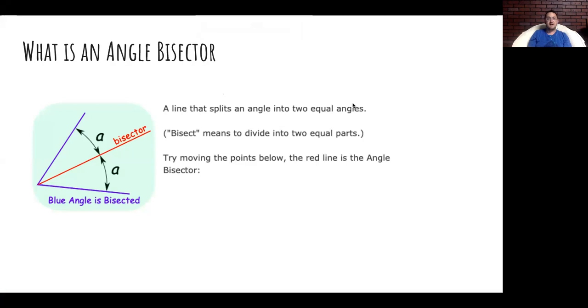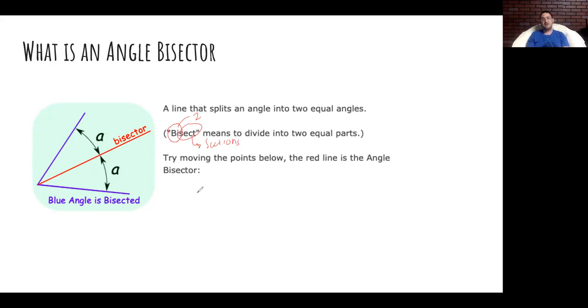So an angle bisector is a line that splits an angle into two equal angles. So bisect just means divide into two equal parts. So I'll be a little Latin teacher on you. You want to make sure you're recording this discussion and diagram in your notes. Bi means two, and then sect means sections. So we are dividing it into two equal parts.